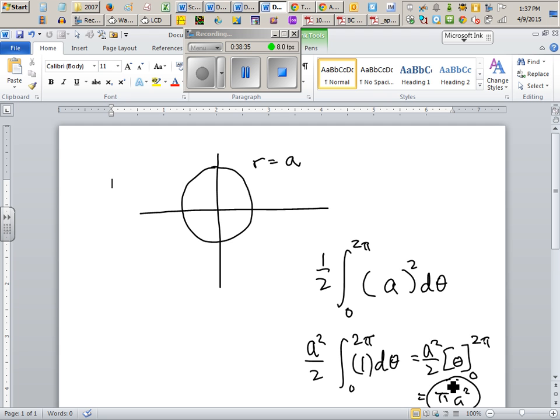Wait, can you write out how you got pi a squared? I don't know why I'm just not getting it. If you plug in the 2 pi for theta, you get 2 pi. If you plug in 0, you don't get anything. So a squared over 2 times 2 pi is just pi a squared. All right. So there you have it.